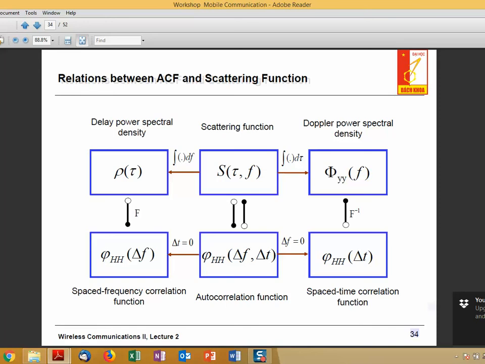That's a picture summary of the relation between the autocorrelation function and the scattering function. Actually, this is also very famous. You can also get this information from Bello's paper. So you can use this to compute the channel.